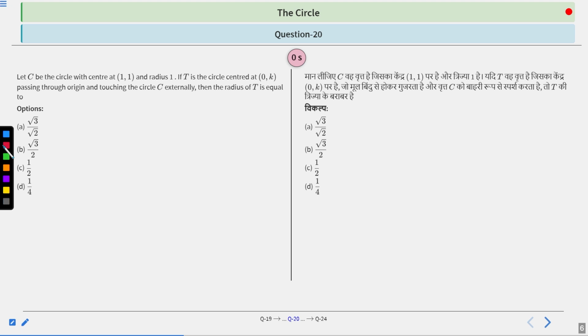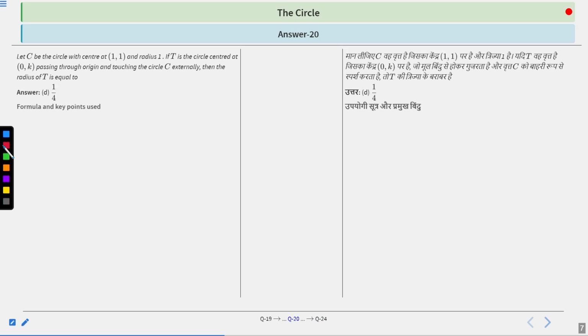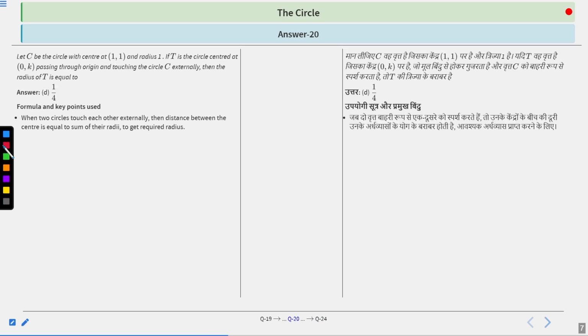Okay, let's move to the solution part. The formula and key point we'll use here is, when two circles touch each other externally, then the distance between the centers is equal to the sum of their radii, right? So sum of their radii to get the radius.